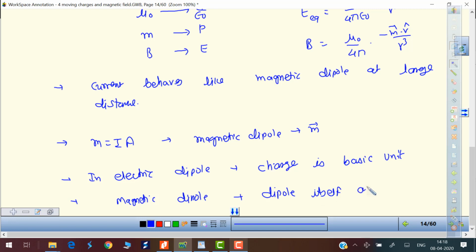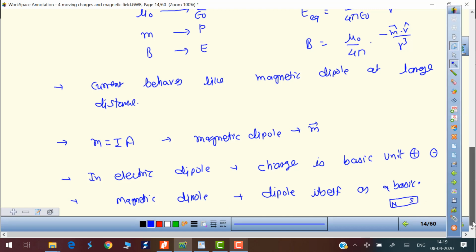Itself as a basic. Why? Here you can see plus charge and minus charge exist separately, but in a magnetic dipole, north pole and south pole both exist at the same time. We don't have north pole and south pole separate. Separate existence of a monopole does not exist.